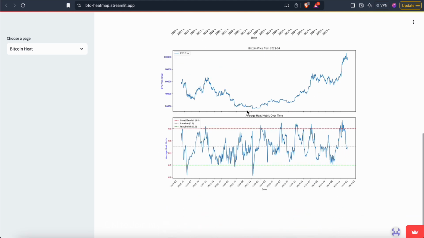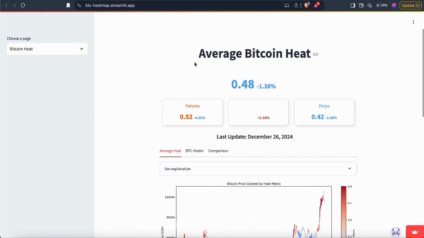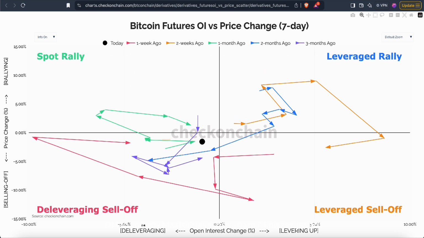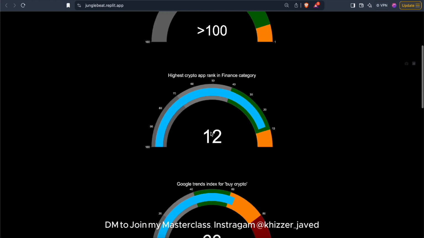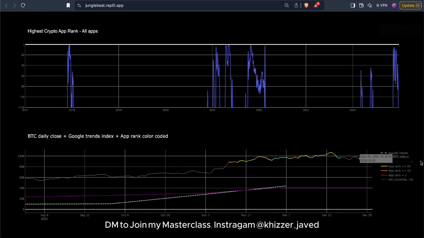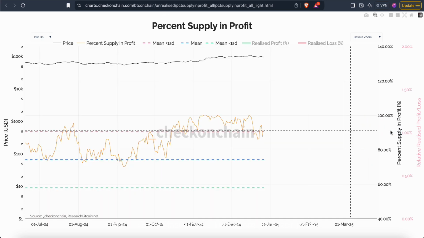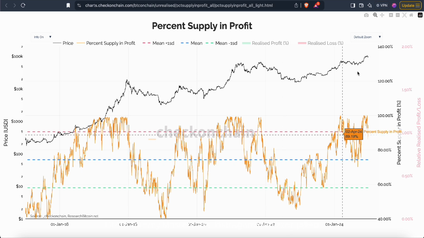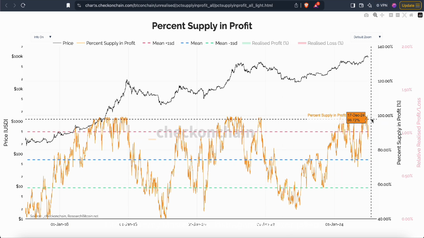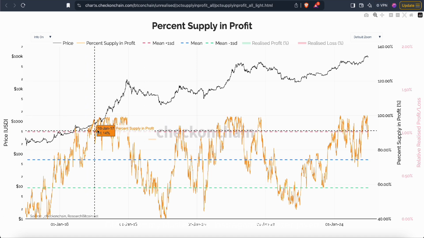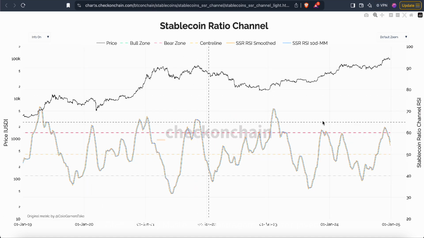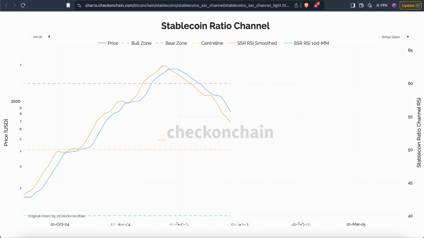Now I'm going to move into some analysis to see what the data is suggesting. Some sentiment data: average Bitcoin heat is low, which is absolutely fantastic to see. And in the quadrant model we are in the deleveraging sell-off, so people are deleveraging, which is also fantastic to see. The crypto app rankings are very decent, which is absolutely amazing. And percent supply in profit is looking ready to move up from here. And the stablecoin ratio channel is still down.